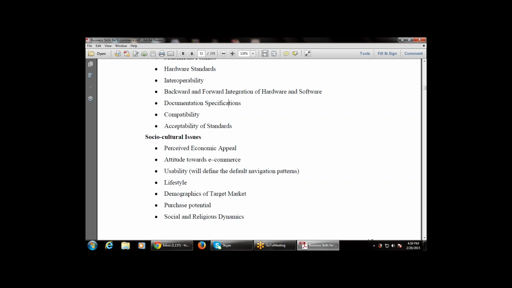Then demographics of target market is the next part. There is no geographical foundation among e-commerce. Everything is done by making transactions online, so there is a proper target market, and there are no conditions on the demographics of target market. That is the next point.